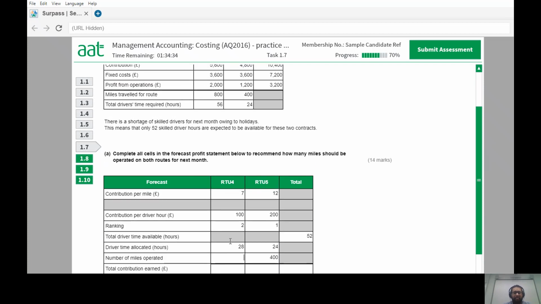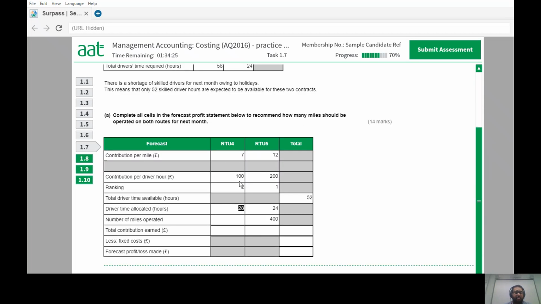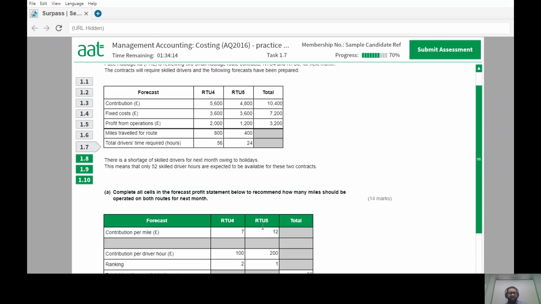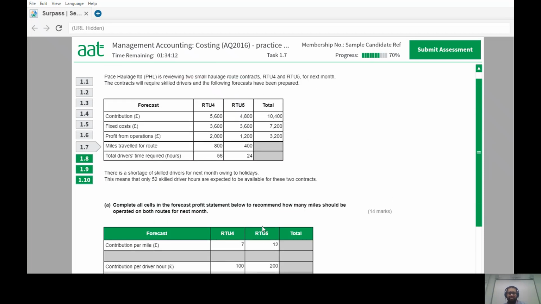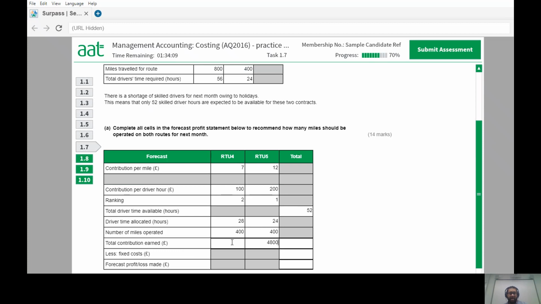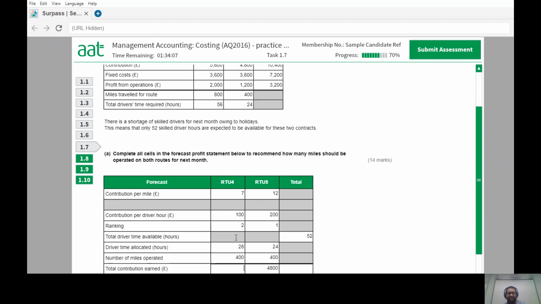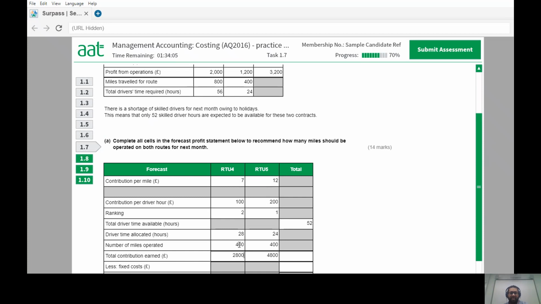But this one also, if you look at it here, the total number of hours is 58. So 28 is half of the required driving hours. The total miles that can be operated is going to be 400 as well. It's not 800 now because they're only going to be working half of that mileage. So the total contribution earned now: 12 multiplied by 8 is no change on that one, 4,800. The next one is going to be half of that, 2,800. Multiply this by that, you get 2,800.